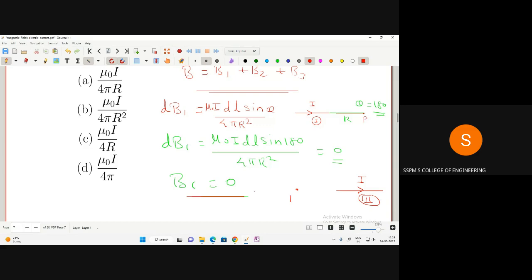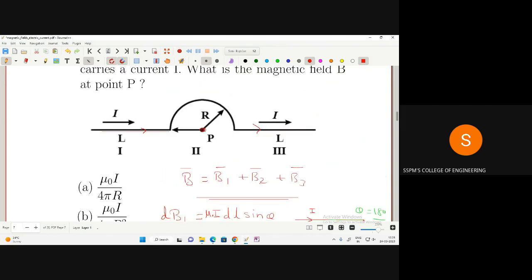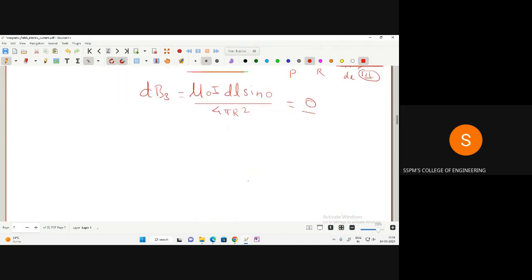आणि तुम्हाला माहित आहे बायोट-सावर्ट लॉ. द बायोट-सावर्ट लॉ इज dB3 is equal to mu 0 I into dl sin theta, where theta is 0, divided by 4 pi r square, and answer must be 0 because sin 0 is 0. तर अशा पद्धतीने आपण काय केलं, we found B1 and B3 due to straight segment. B1 0 येतो, B3 0 येतो. आता राहिला फक्त सर्कल. सर्कलचं कसं काढणार बघा आता.